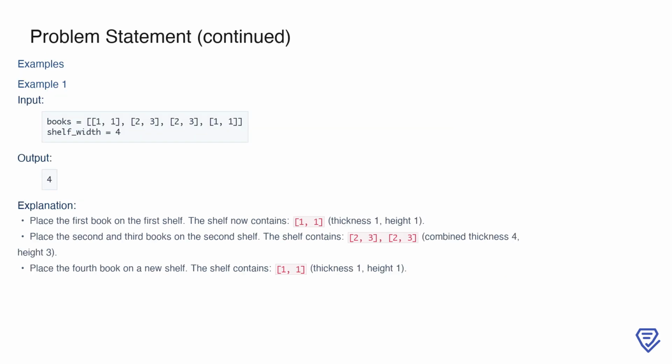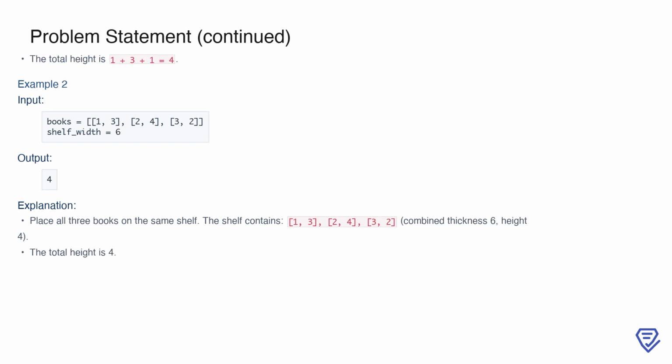Let's consider an example to understand this better. Suppose the input is a list of books represented as 1, 1, 2, 3, 2, 3, 1, 1, and the shelf width is 4. The first book, with a thickness of 1 and a height of 1, is placed on the first shelf. Next, the second and third books, each with a thickness of 2 and a height of 3, are placed on a second shelf, since their combined thickness is 4, which fits within the shelf width. Finally, the fourth book, with a thickness of 1 and a height of 1, is placed on a new shelf. This arrangement results in a total height of 4.